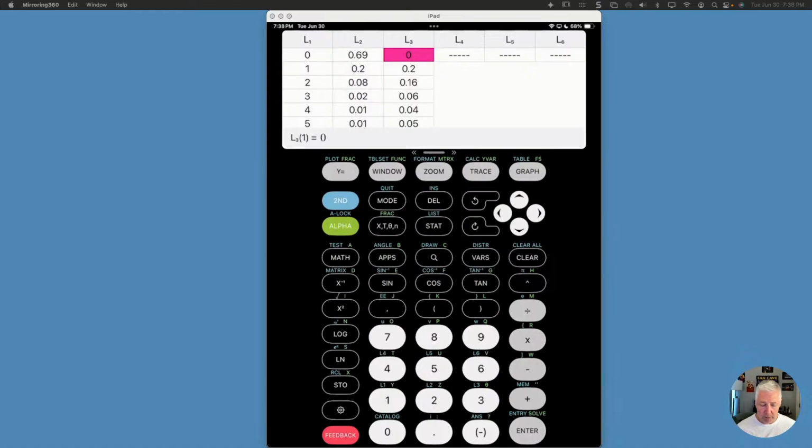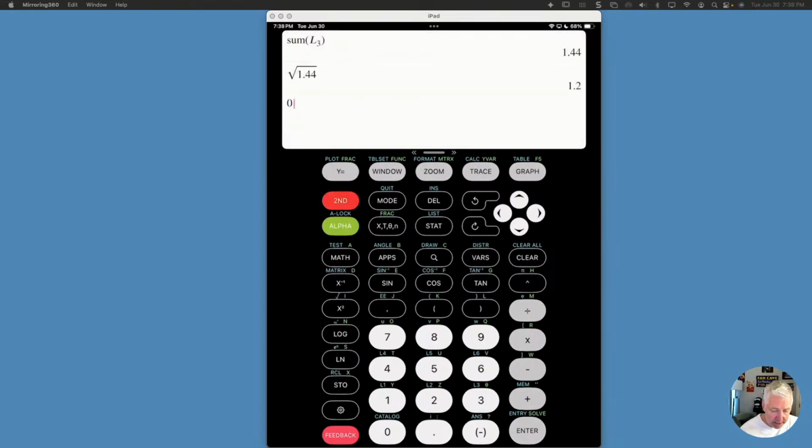If I had written it all the way out, now I need to add them together. So I'm going to back out of here. Second, hit clear. Second list, scroll over to math, sum of L3, 0.51. So 0.51 is my mean.